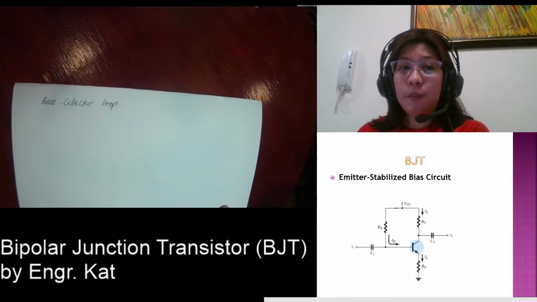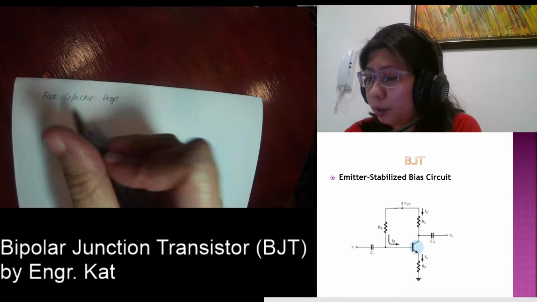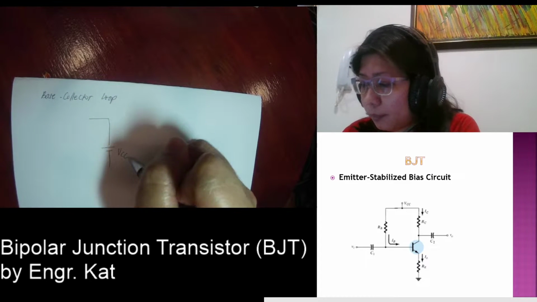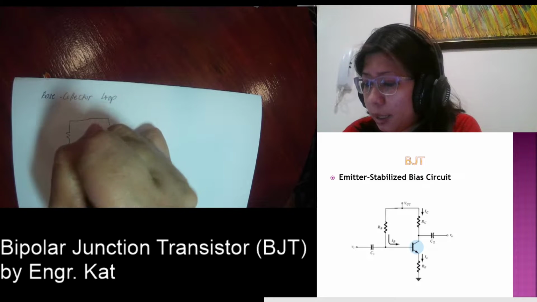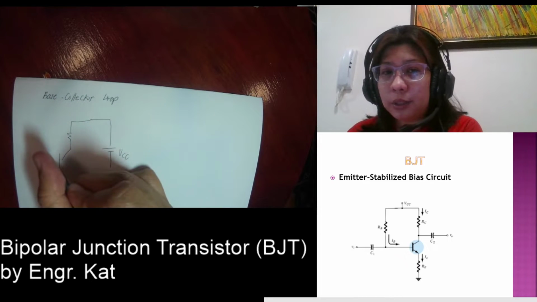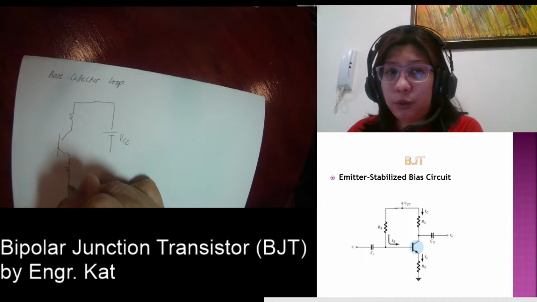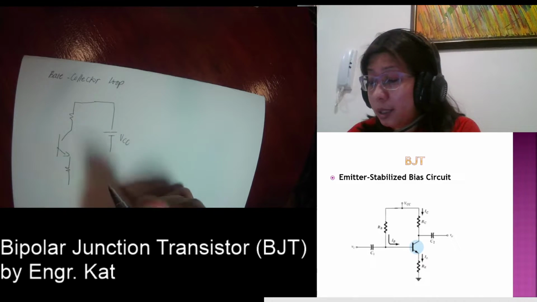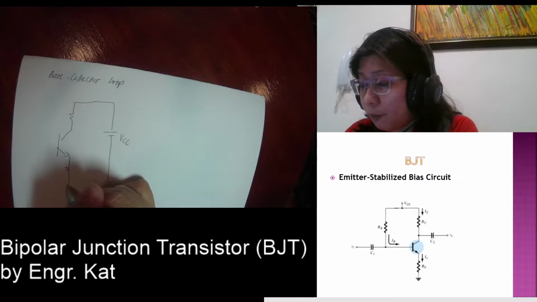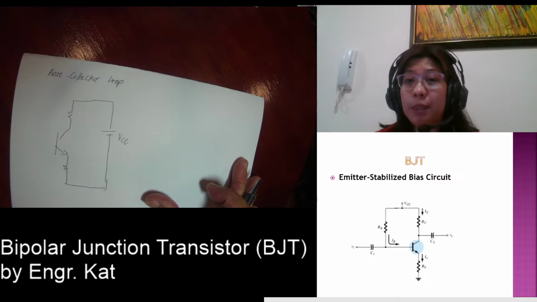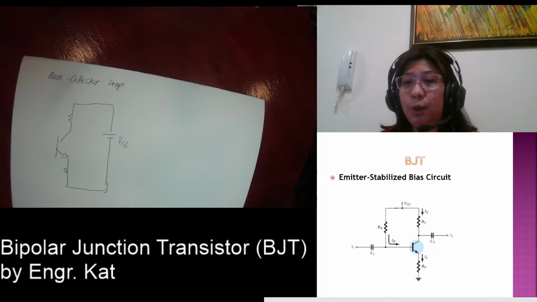So what do we have in the base collector loop? We have your VCC here, and then we have your RC connected at the collector side, and then you have your RE here connected at the emitter side. And then the ground is connected to the negative terminal of your VCC. So this is your output side, or the base collector loop.